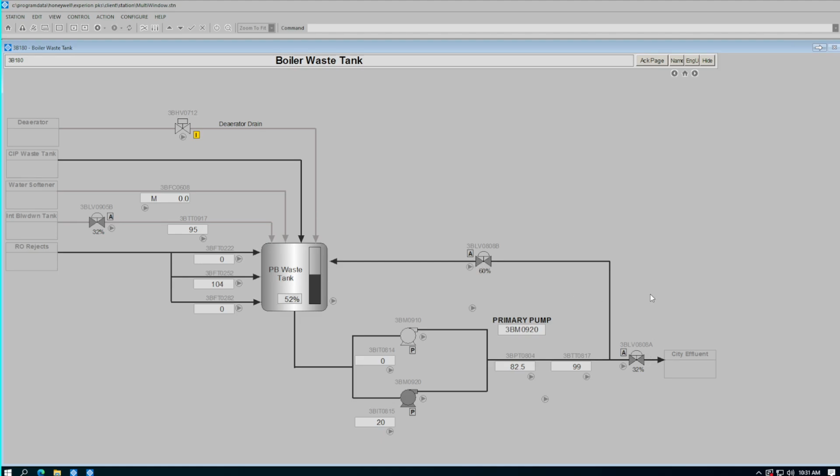Now if it gets above the high level, or 80%, the second pump will come on and stay on until it drops below 40%. So I'm going to demonstrate that by overwriting the simulation on this tank.